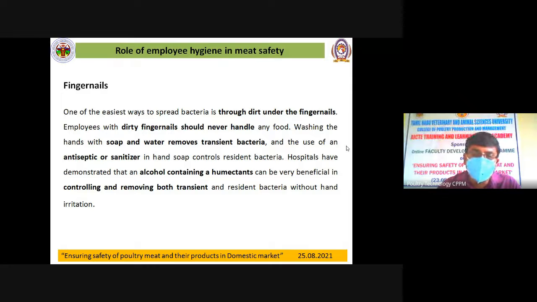Washing the hands with soap and water can remove the transient bacteria, and the use of an antiseptic or sanitizer in hand soap controls the resident bacteria, that is the bacteria normally present on the skin. Studies in hospitals have demonstrated that the use of alcohol containing humectants can be used effectively to remove or control both the transient as well as the resident bacteria without hand irrigation, without washing or using soap and other things.